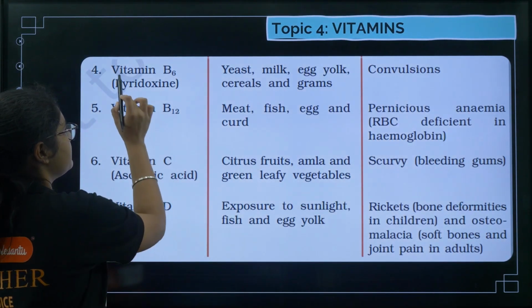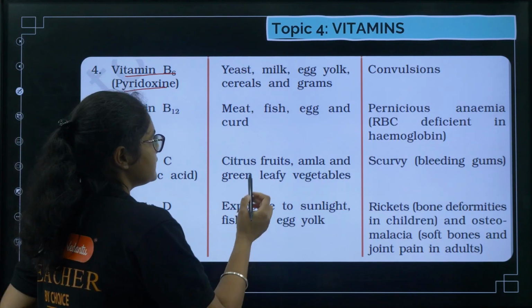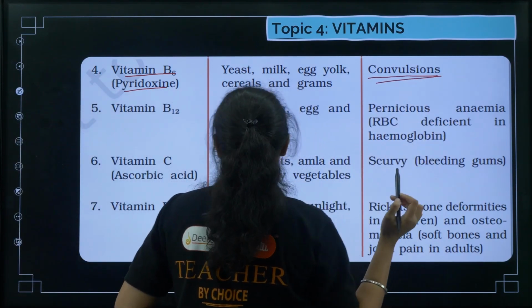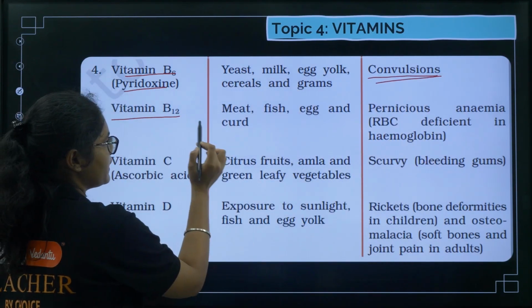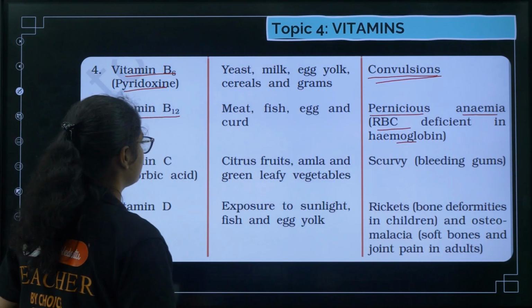Next we have vitamin B6. Okay, that is pyridoxine. So here the deficiency disease is convulsions. Then you have vitamin B12. Here that is pernicious anemia, that is RBCs deficient in hemoglobin.